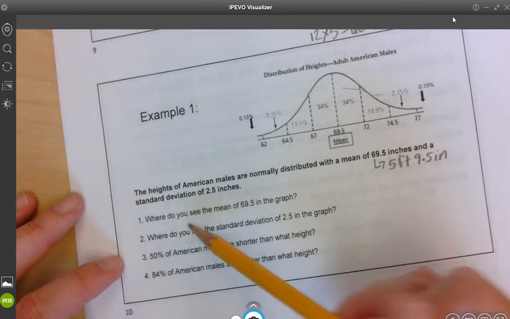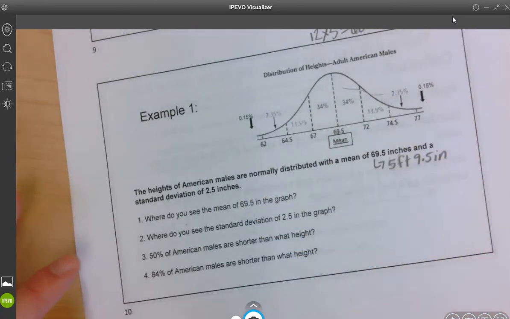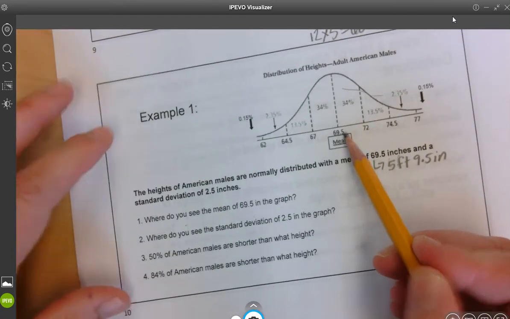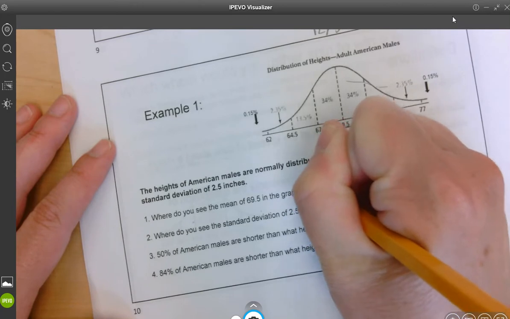All right. Where do you see the mean of 69.5 on the graph? Look at the graph. Where is it? Dion says in the middle. Anybody else find that in the middle? Yeah, it's right here, 69.5. So it's in the middle. So the mean goes in the middle.